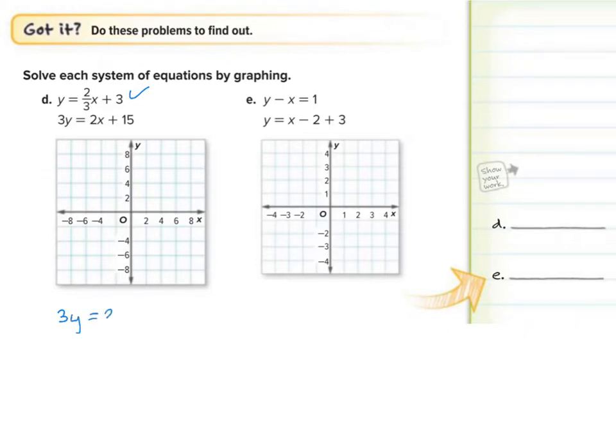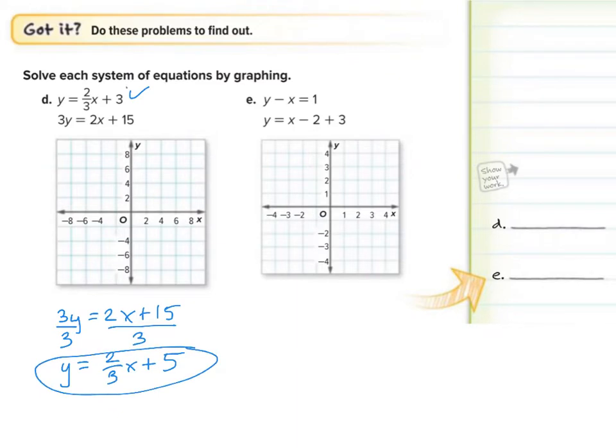3y equals 2x plus 15. And to get y by itself, we have to divide both sides by 3. So y equals 2/3 x plus 15 divided by 3, which is 5. So we have y equals 2/3 x plus 5 and y equals 2/3 x plus 3. So they both have the same slope, but they don't have the same y-intercept. Therefore, the system has no solution. But now I'm going to graph it just to make sure.